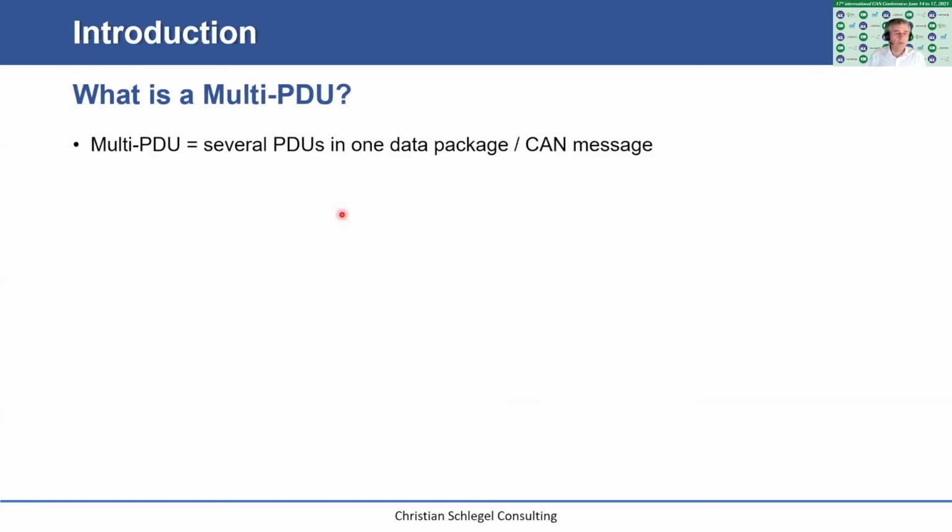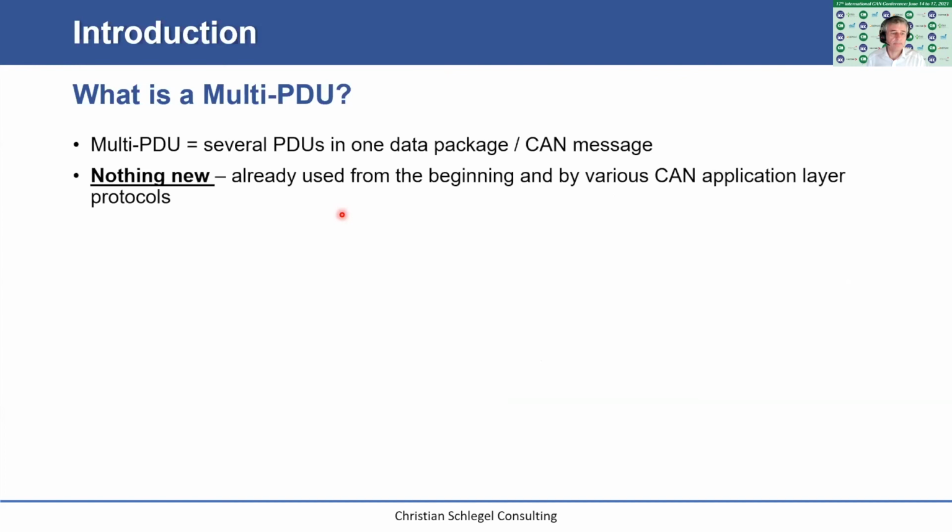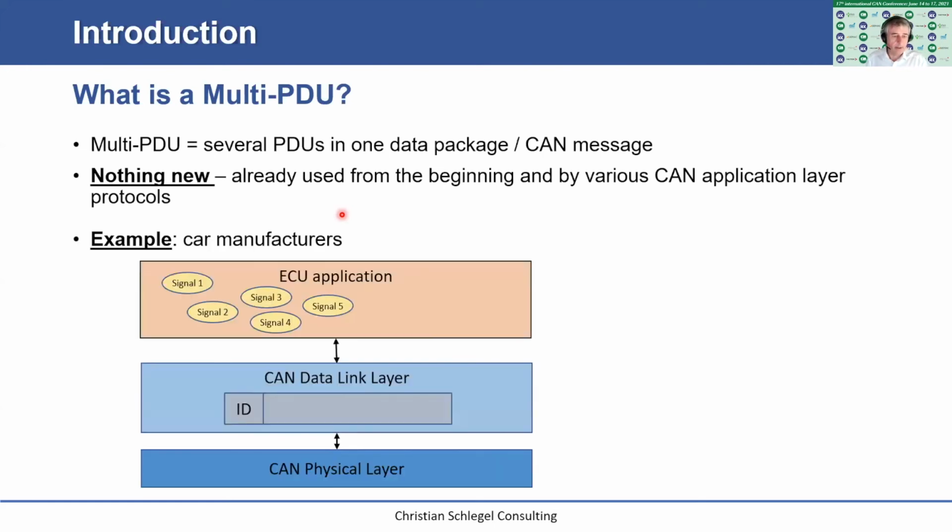Now, what is a multi-PDU? Just what the name says: a multi-PDU means we put several PDUs in one data package, so more or less several PDUs in one CAN message. And actually, this is nothing new, and it has already been used from the beginning by various application layer protocols. For example, the car manufacturers, when they started to work with CAN, used this kind of multi-PDU mechanism, although it was not called a multi-PDU mechanism.